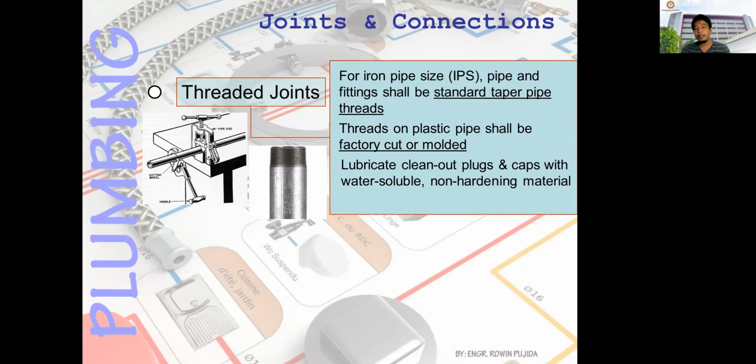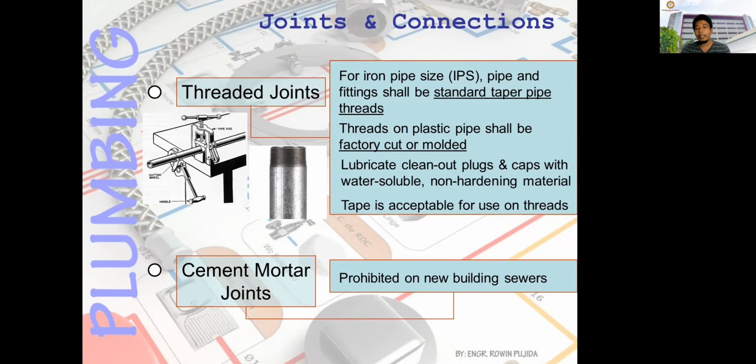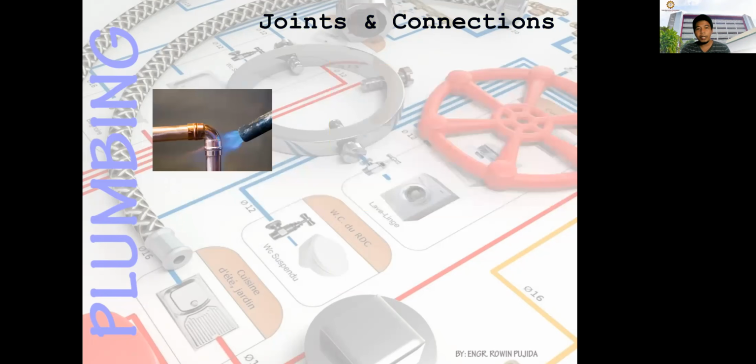Then lubricate, clean out plugs and cap with water soluble non-hardening materials. Tape is acceptable for the use of thread. So tape is the Teflon. You have the white tape here and then you have the fittings. Next is cement mortar joint, prohibited on new building sewers.